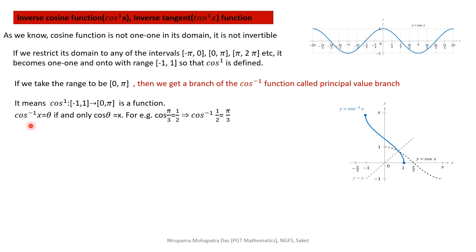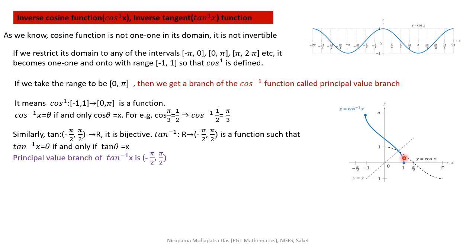Or cos inverse x equal to theta, if and only if cos theta equal to x. For example, cos pi by 3 equal to 1 by 2. This implies cos inverse 1 by 2 equal to pi by 3, right? So here you can have a look at the graph of cosine function. See, this is the cosine function in which we have restricted the domain to 0 to pi, right? And cos inverse x is like this.